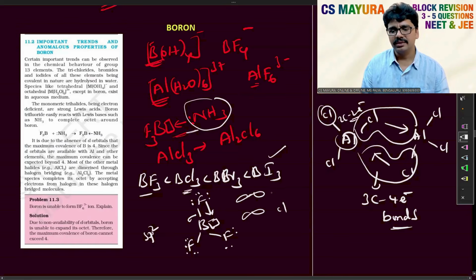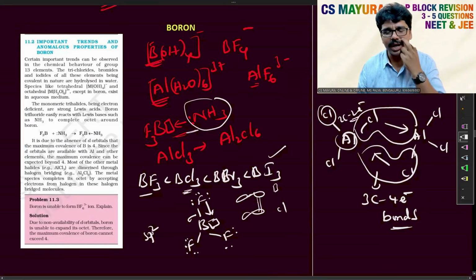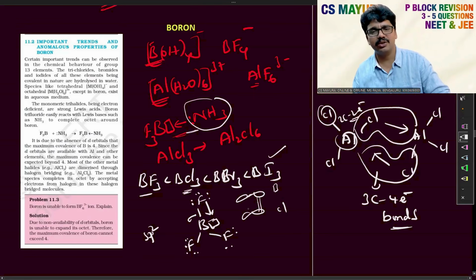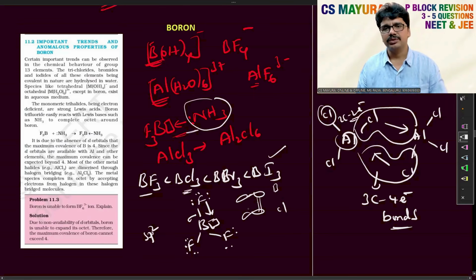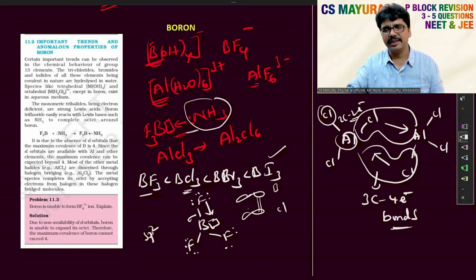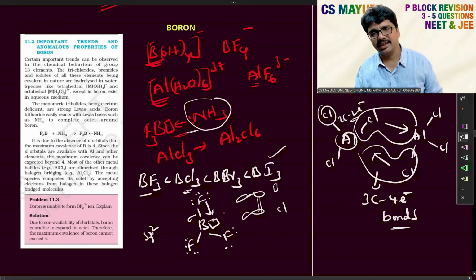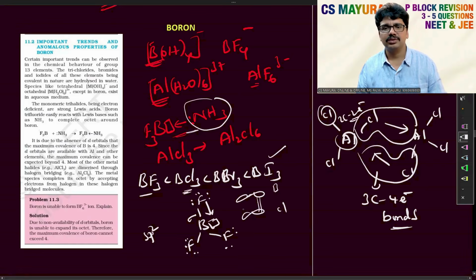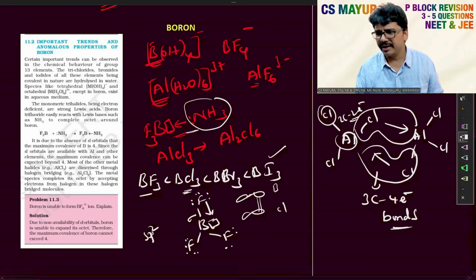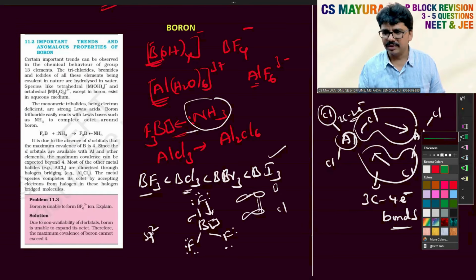So if I take chlorine, the distance between boron and chlorine is large. So the extent of sidewise overlapping is less. So chlorine has less tendency to form back bond. So it depends on the other species. It will try to take electrons from the other species. That's why its acidic character is more. So as the size of the halogen increases, the tendency to form back bond decreases, so acidic nature increases.